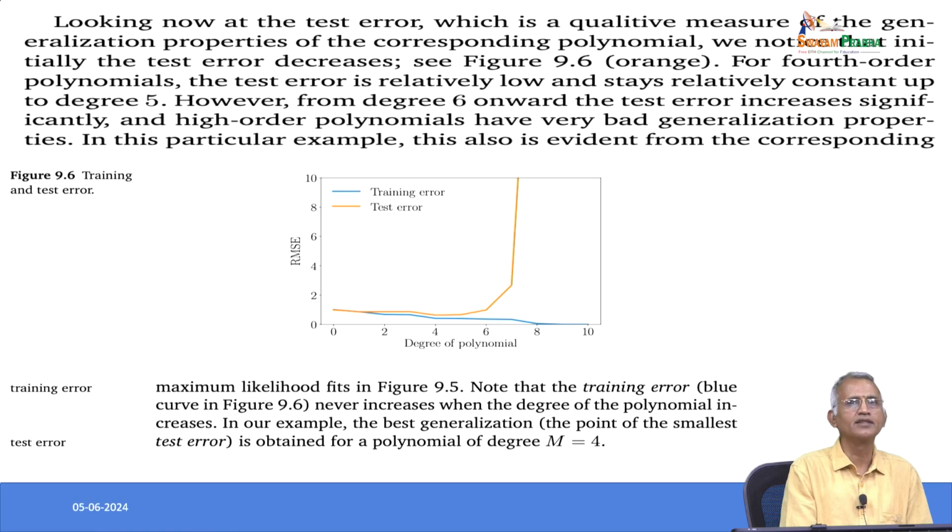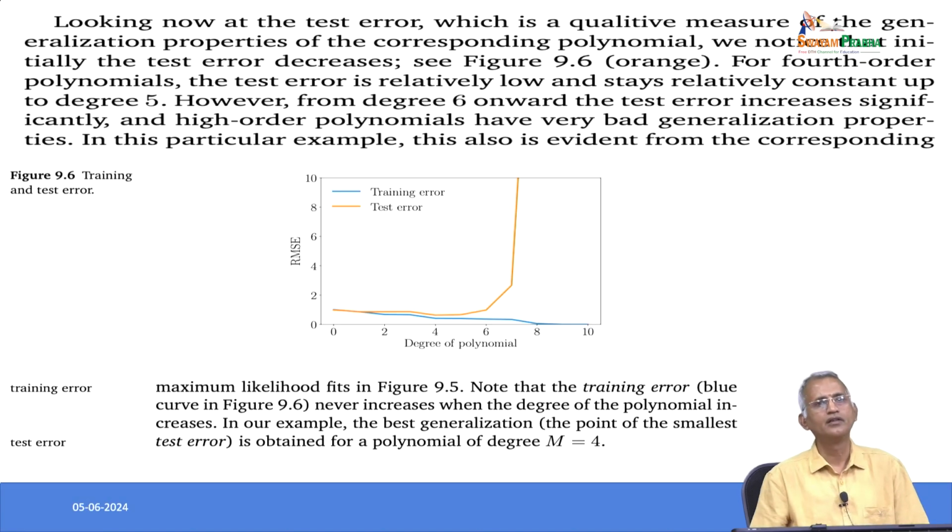However, from degree 6 onward, the test error increases significantly, and high order polynomials have very bad generalization properties. In this particular example, this is also evident from the corresponding training error and test error of the polynomial of degree 6 as well as degree 5 and the polynomial of degree m equal to 4.